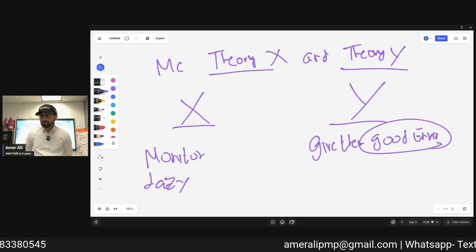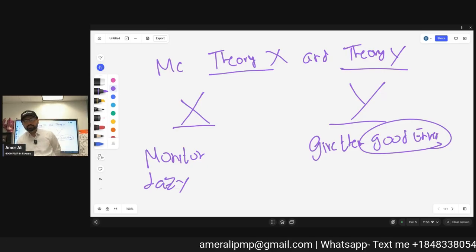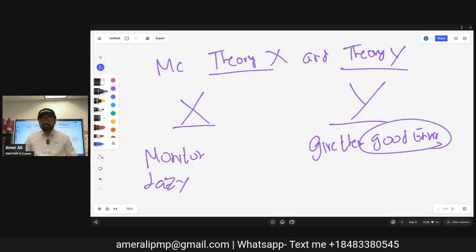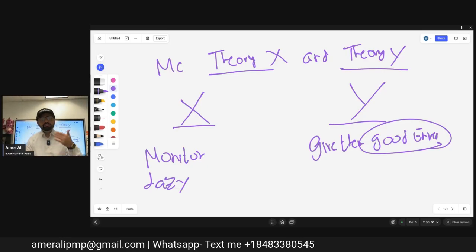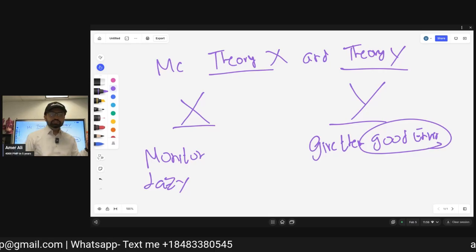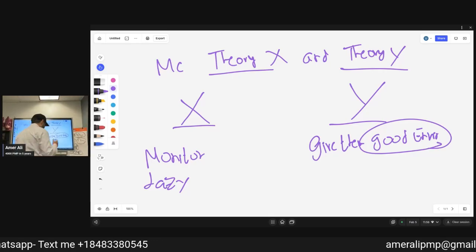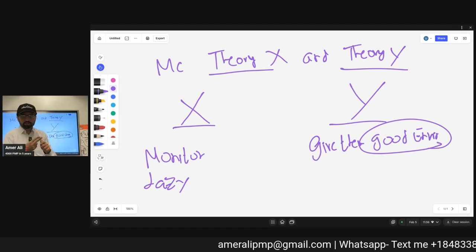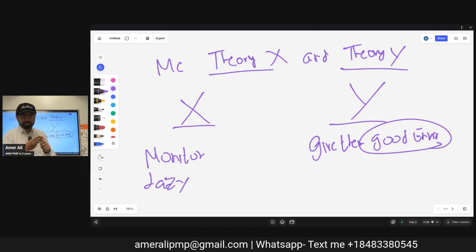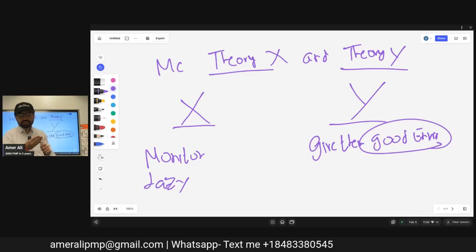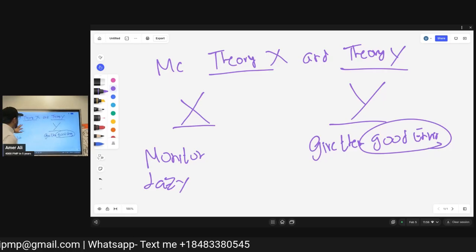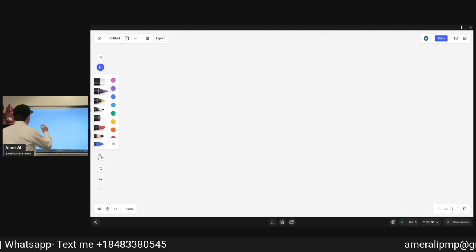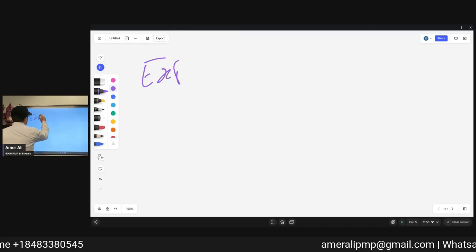Do we need to know theory? We don't. That is the difference. Theory Y, we give them the task and let them do it themselves. We believe they will do it. So this is McGregor's theory X and Y. We discussed Maslow's hierarchy of needs, Herzberg's motivational theory, McClelland's theory, and theory X and theory Y. Then there is another theory, expectancy theory.